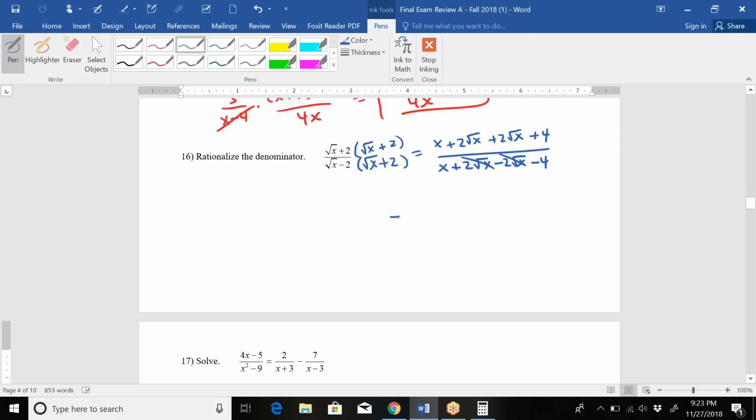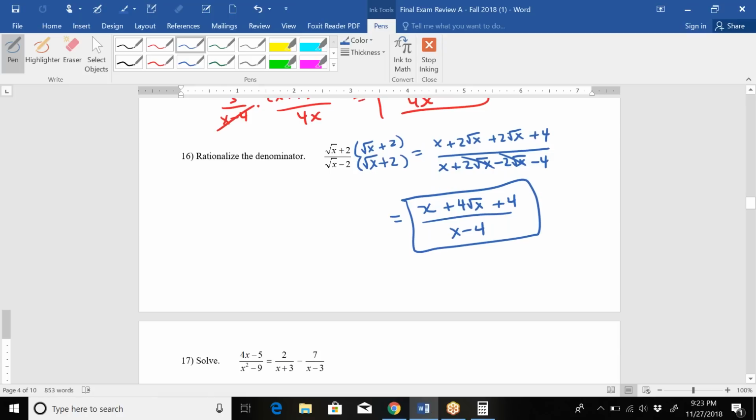So on top, if we combine like terms, we have an x plus a 4 square root of x, because there's like terms right here, and then plus 4. On the bottom, we get x minus 4. You cannot cancel any of this stuff out because it is different types of problems. This is a trinomial, this is a binomial. They do not cross cancel or partial cancel. Also, you have pluses and minuses, so you can't just mark pieces of those out.